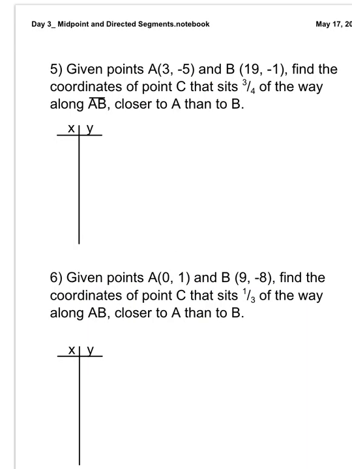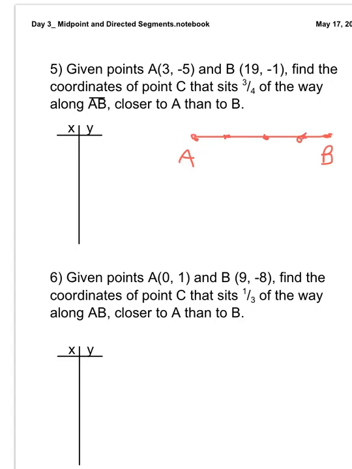This page is where we start doing something a little bit new. We have endpoints A and B given to us, and we have to divide it up into 4 equal pieces, as we see here. And we need to find point C that sits 3/4 of the way along AB, closer to A than B. I'm just going to do a little sketch of a segment to help me out here. If this is B, this is A. Let's get rid of that little piece there. Okay. We need 4 total pieces. Break that in half, and divide that in half.